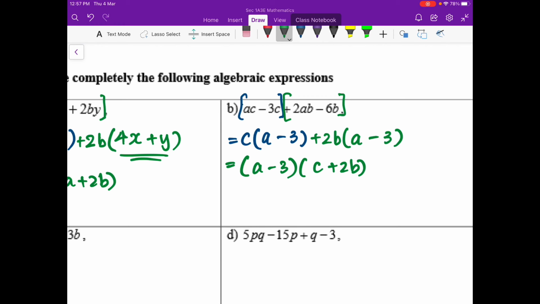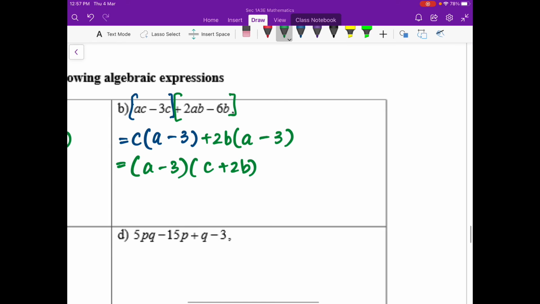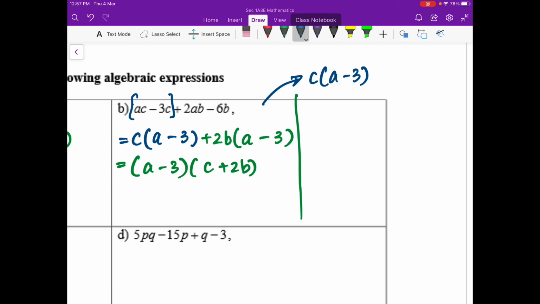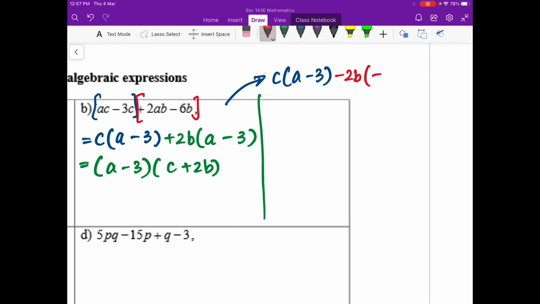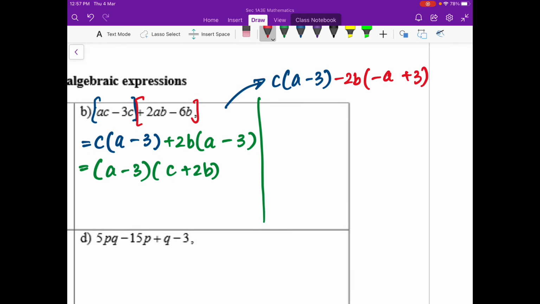Okay? Now, I was saying that instead of factorizing out positive 2B, you could have factorized out negative 2B also. What would it then look like? So C, A minus 3, now in red, minus 2B. So we have negative A plus 3. Okay, that is if I factorize out negative 2B. Then you look in the bracket. I have A minus 3 and negative A plus 3.